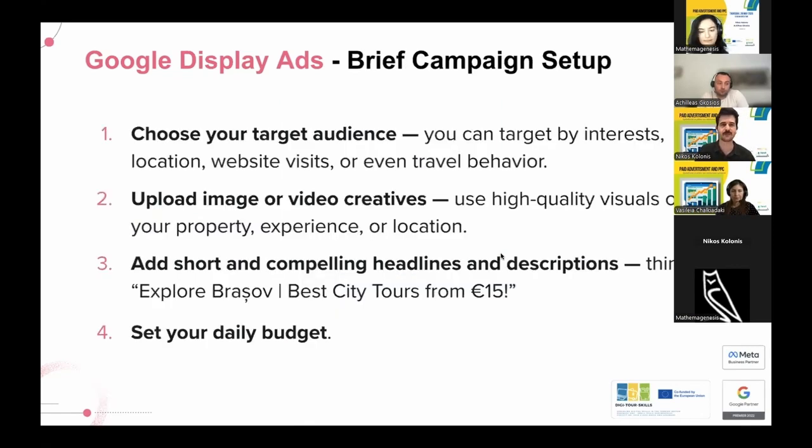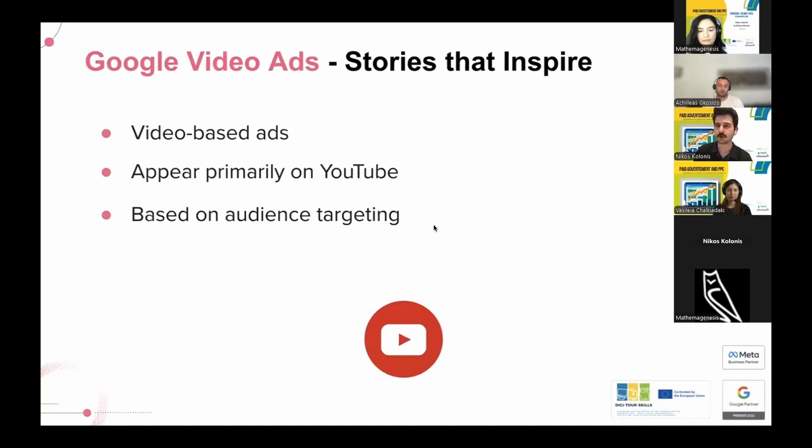This is a brief campaign setup for Google Display ads. So you first choose your target audience, who you want to target. And we're going to talk a little bit more about targeting later on. You upload your image or video, and the better the quality, the better your ad is going to perform, basically. So you need high quality images and videos. And then you add your headlines and descriptions, so that is your ad copy, and then you again set your budget.